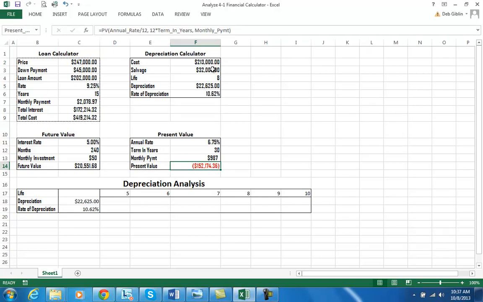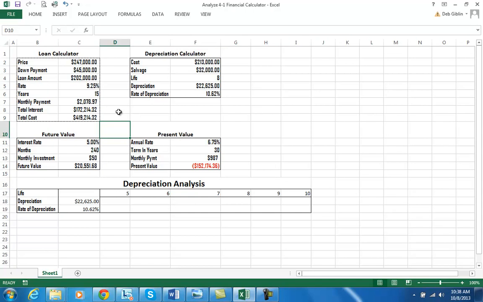Then it says assign the names in column E to the adjacent cells in column F. And it just wants the same here. If you look down in present value, it says annual rate in the name box. It says term. It says monthly payment. They want the same thing. So I'm going to click in F2, and in the name box, I'm going to type cost. And in F3, I'm going to write salvage. That's all you have to do. That's all they want you to do in that one.